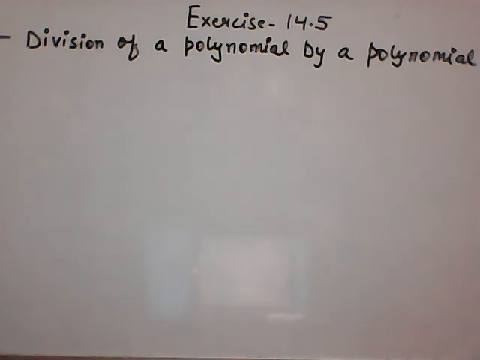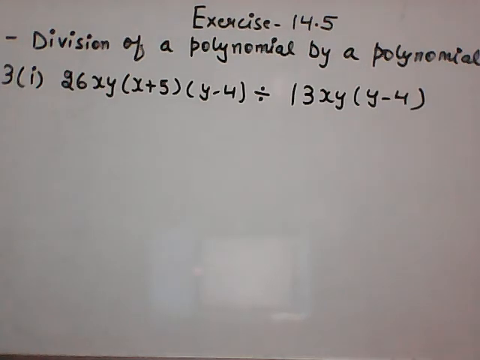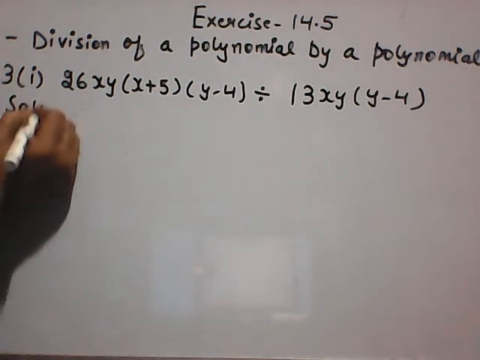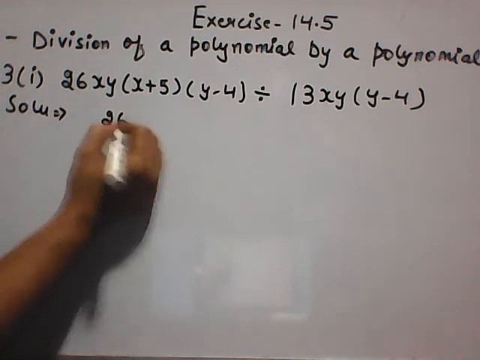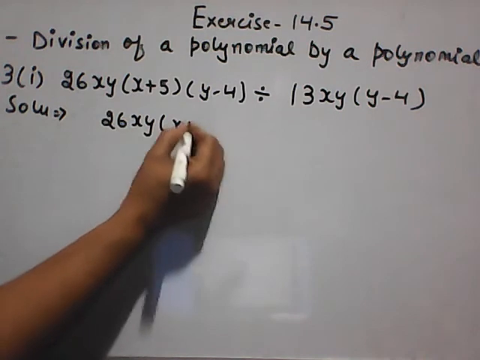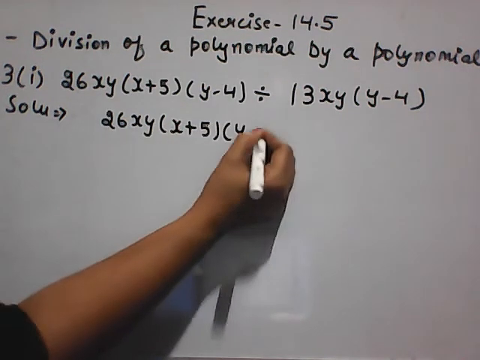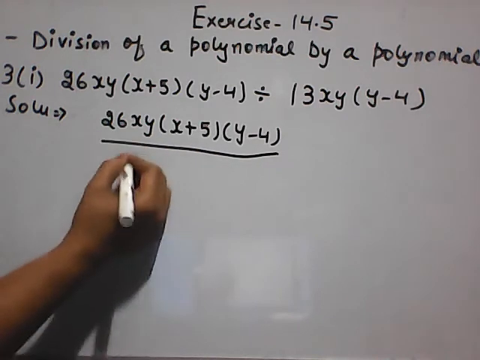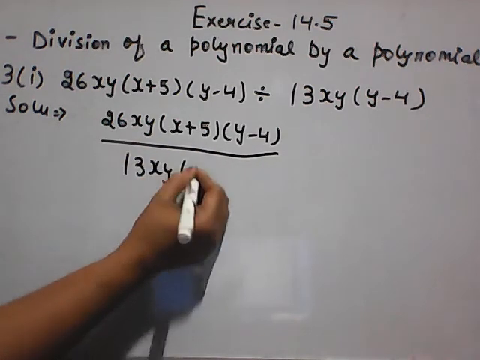Let's start with exercise 14.5, question number 3. In this question, the expression given to you is 26xy into x plus 5 into y minus 4. You have to divide this expression by 13 into xy into y minus 4. Firstly, we can write it this way: 26xy into x plus 5 into y minus 4 divided by 13xy into y minus 4.